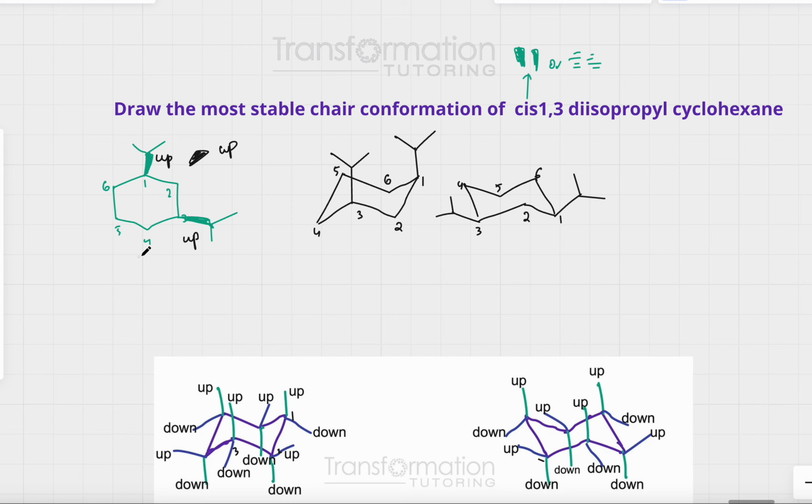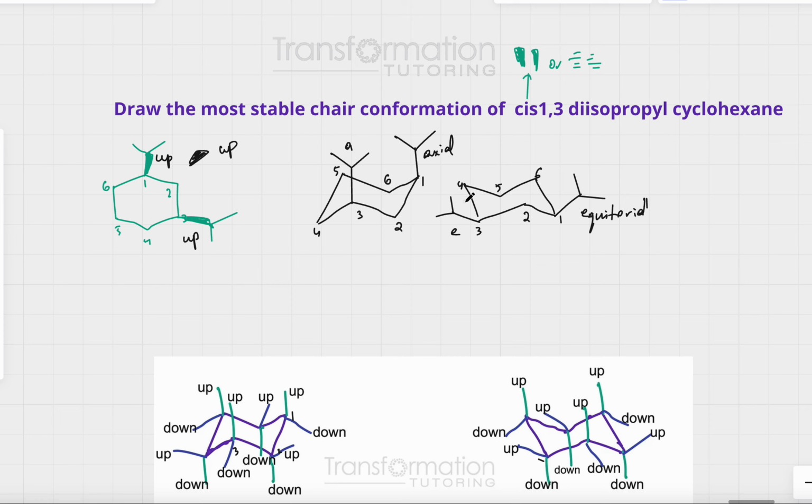How do I choose the most stable one? I'm going to label my groups as either axial or equatorial. If my group is straight up or straight down, that is axial. As you can see, in my first chair, both groups are straight up. That means we have axial. I'm just going to label it as A. If my groups are on a diagonal, not straight up or straight down, but at an angle, these are called equatorial. So this is equatorial and this is equatorial.